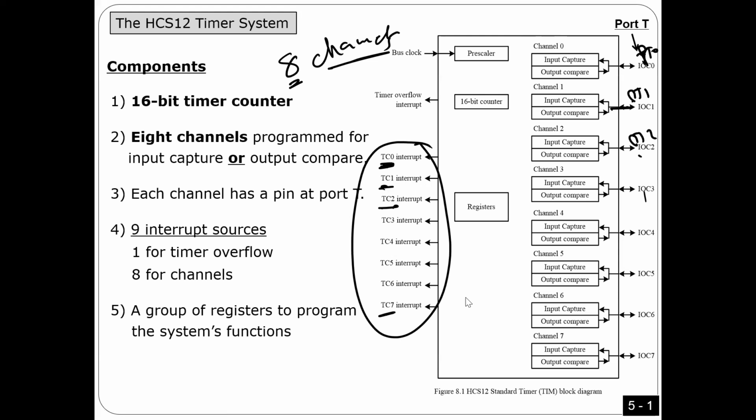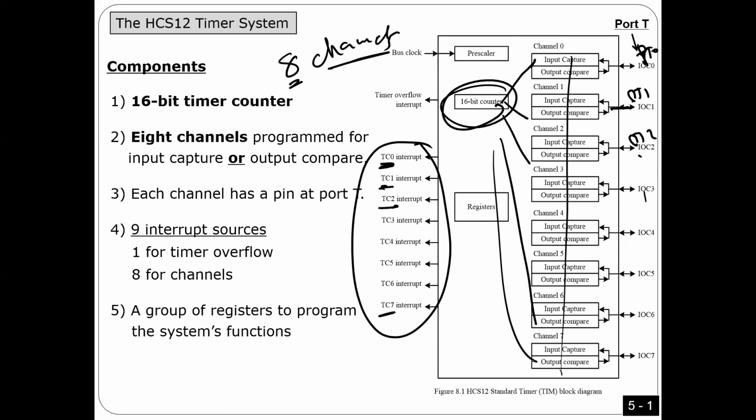But let me complete the description. On top of that, we have a number of registers to control the operation of the timer system. On top of that, we have what we call a 16-bit counter. You can tell from the name, counter. Don't be confused: yes, we have 8 channels, but we have only one counter, and this counter is 16-bit. Now I want to explain how this counter should help the channels do input capture or output compare.